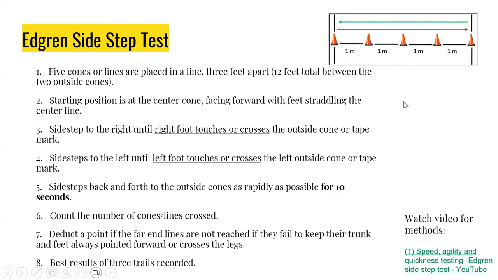You will deduct a point, one cone, 1 point, if the far end lines are not crossed or are not reached. And if they fail to keep their trunk and feet always pointed forward, you also deduct a point if they cross their legs. The best result of the three trials is going to be recorded, and this is going to be the one that you're going to use for the scoring. And again, if you want to see an example of this test, please go ahead and click on this link so you can watch a video of that Edgren sidestep test.